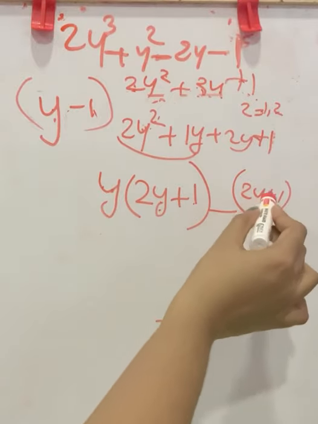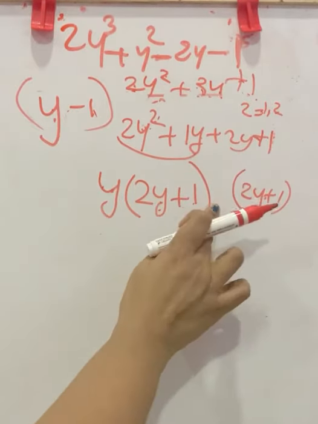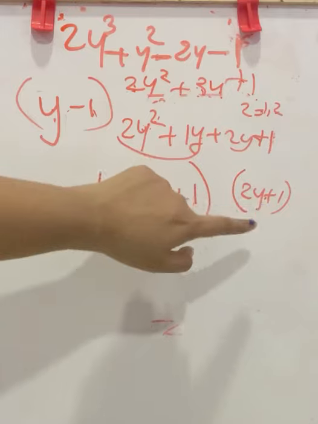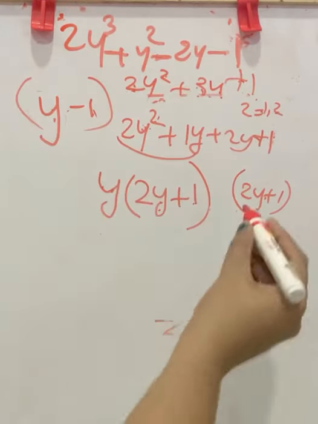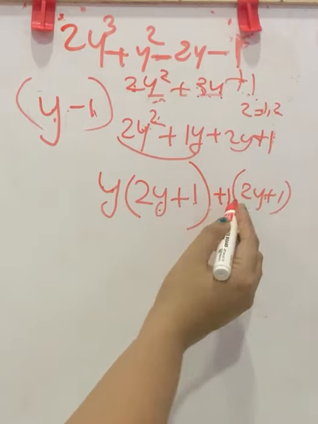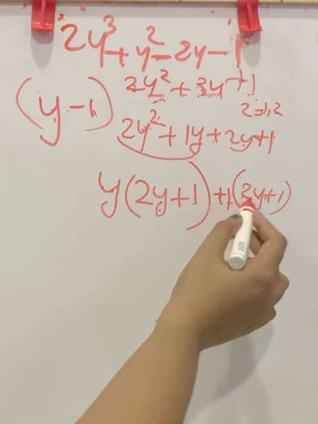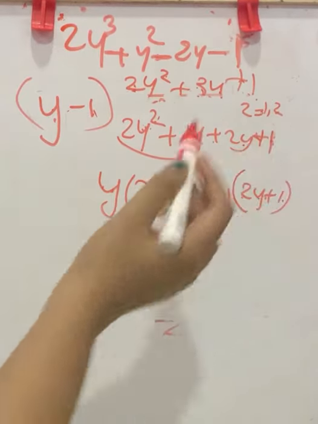Now plus 1 into 2y is plus 2y. That is, both are the same. The sign is also the same and the value is also the same. So the result will be plus 1. Plus 1 into 2y, plus 2y. Plus 1 into plus 1 only, you will get plus 1.